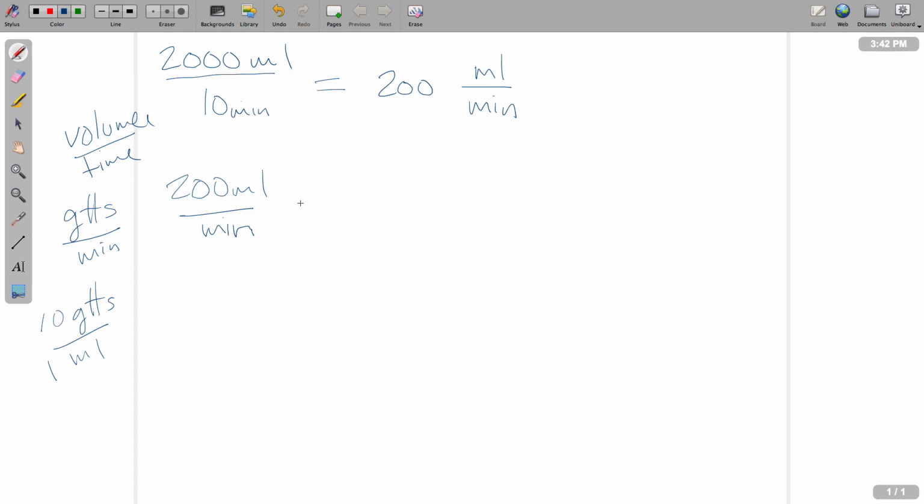The next thing we're going to do, through dimensional analysis, is get rid of our milliliters and convert that to drops. We have a conversion, and that conversion is this: there are 10 drops per 1 milliliter of volume. So we're going to get rid of our milliliters, and we're going to be left with drops per minute. We already know that the answer is going to be in drops per minute. Then we simply calculate our answer: 200 times 10 gives us 2,000 drops per minute.